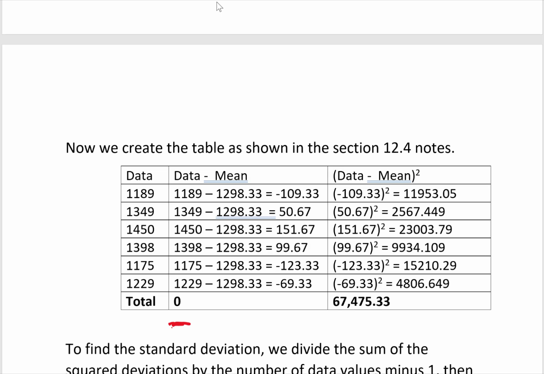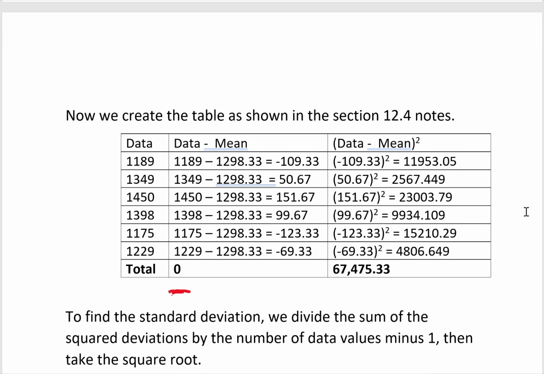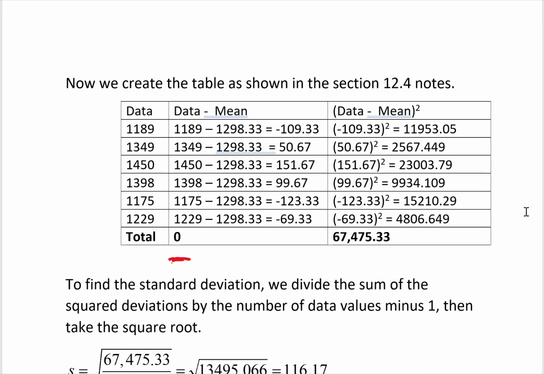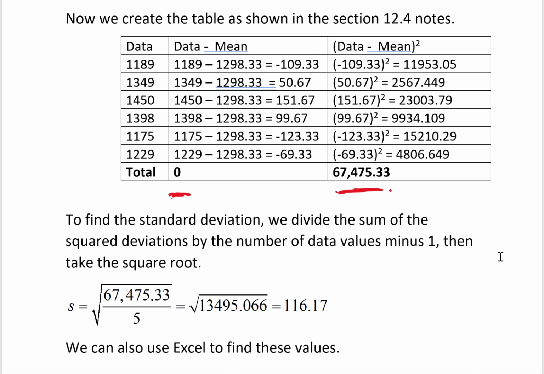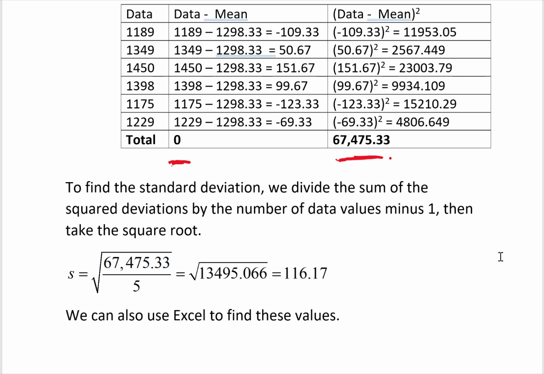And then in the third column, we add the squared deviations, and that's the number that we're going to use to calculate the standard deviation. So to find the standard deviation, we take the sum of the squared deviations right here, divide by the number of data values minus 1. In this case we had 6 data values, so 6 minus 1 is 5. I've done those calculations there, and then we take the square root of that number, and in this case our standard deviation is 1.1617.